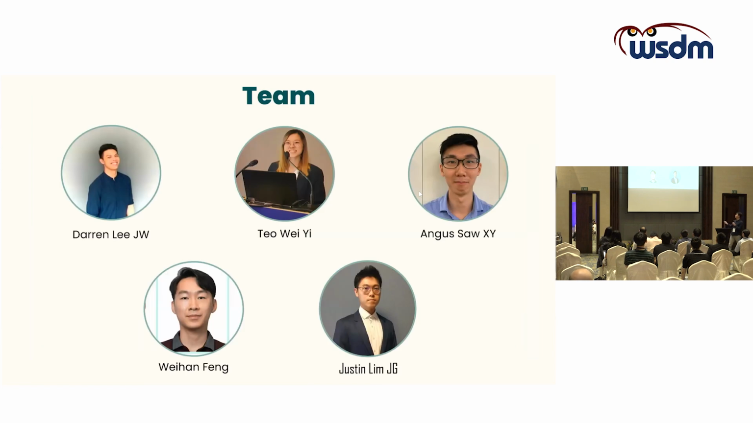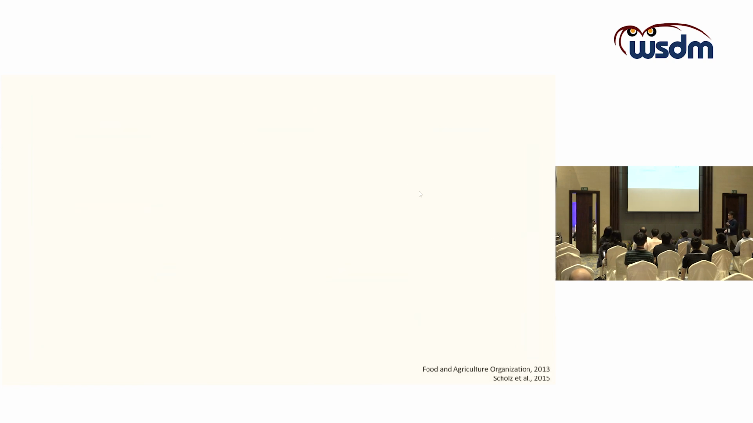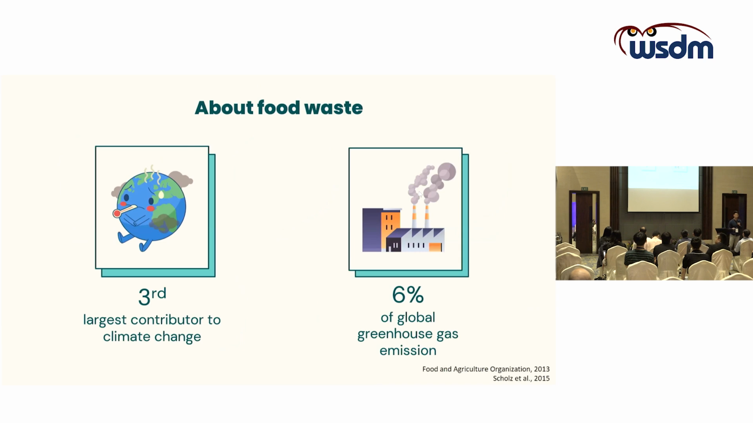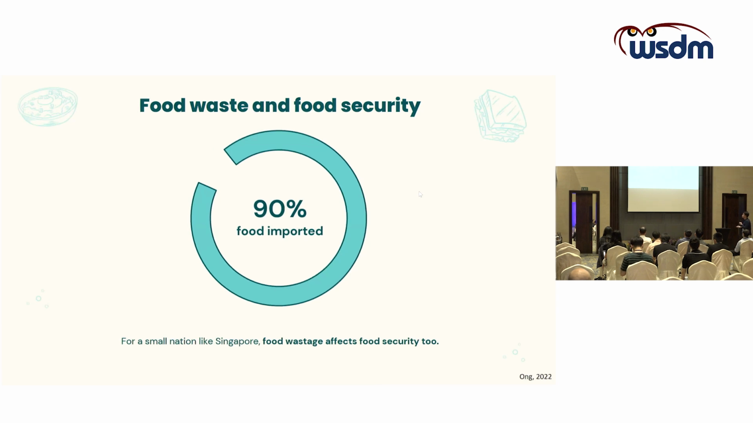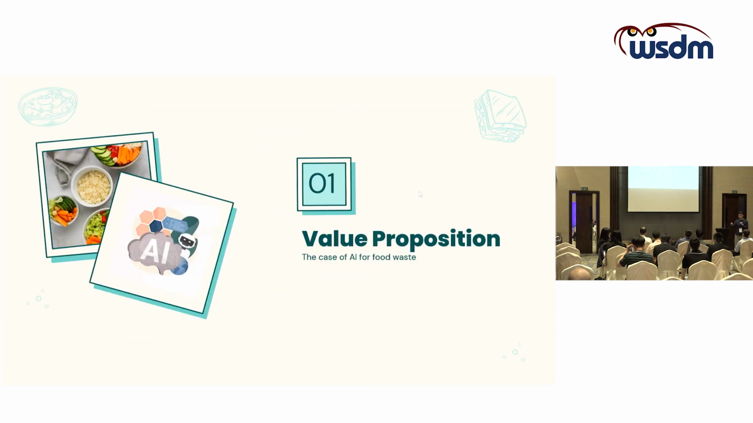So, to get things started. When you think about food waste, many may not know that it's actually the third largest contributor to climate change, accounting for 6% of global greenhouse gas emissions. And for a small nation like ours, the problem goes beyond that. It's also about food security, especially when 90% of our food is imported. The good news is we can use AI to help solve this problem.